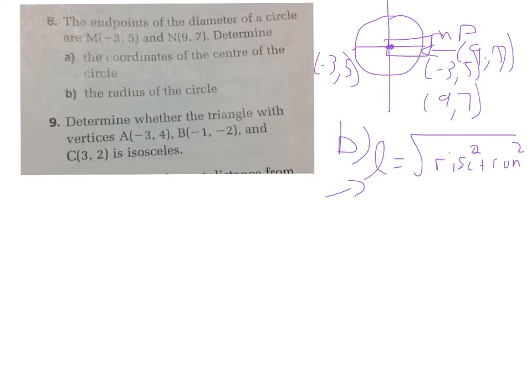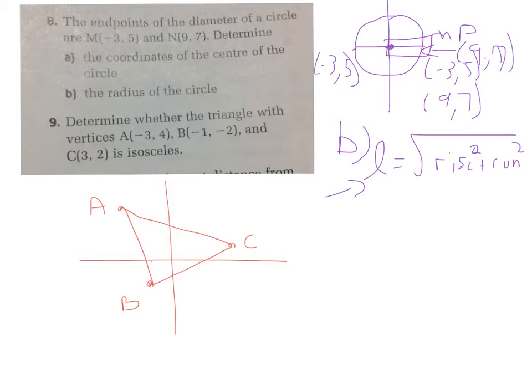Alright, let's start over. So draw your triangle on your grid. So point A is negative 3, 4, so there's point A. Point B is negative 1, negative 2, so there's point B. And point C is over 3 up 2, so there's C. So here's your triangle. And now we want to know if it's isosceles.